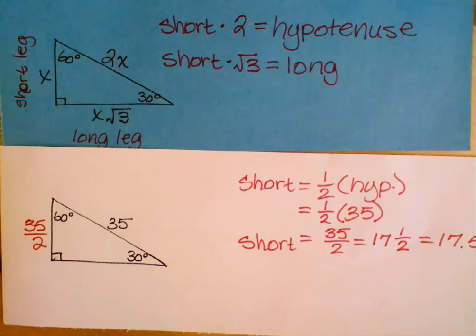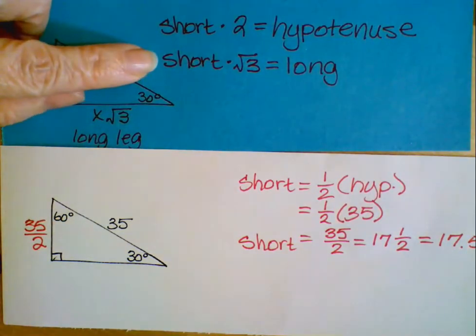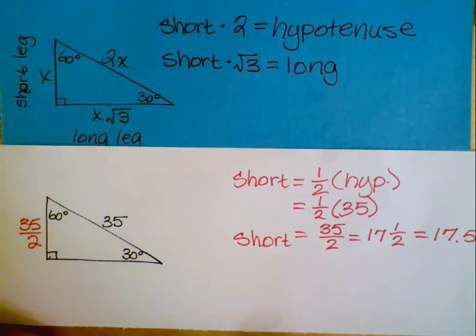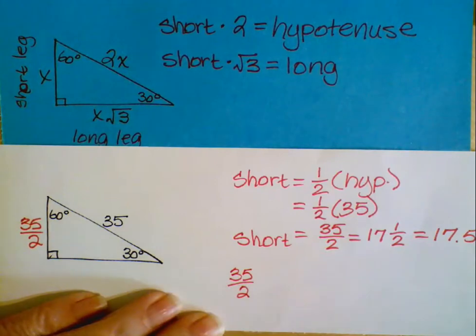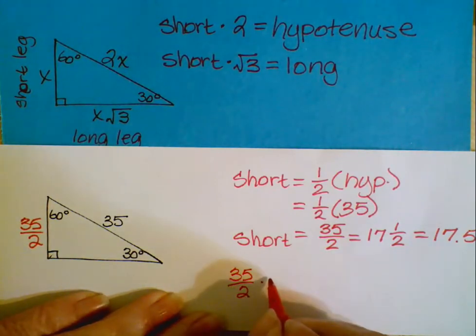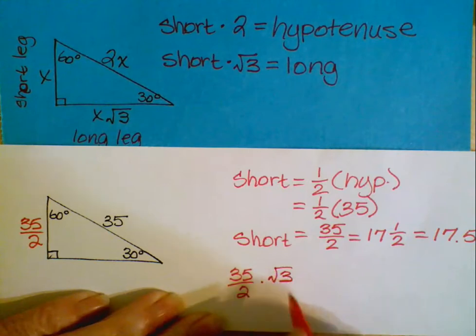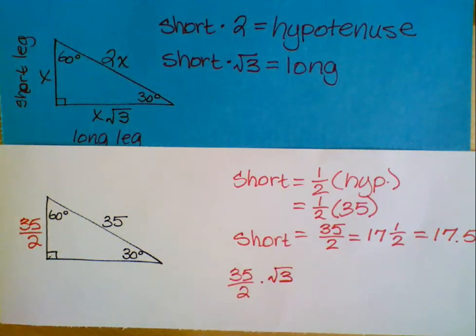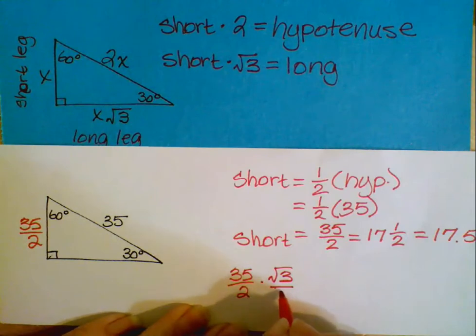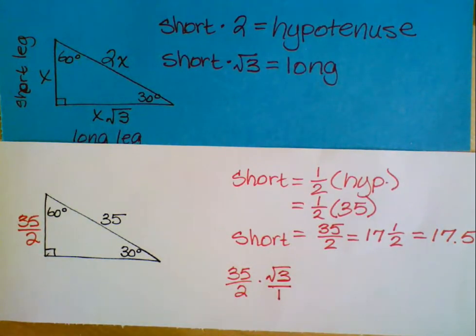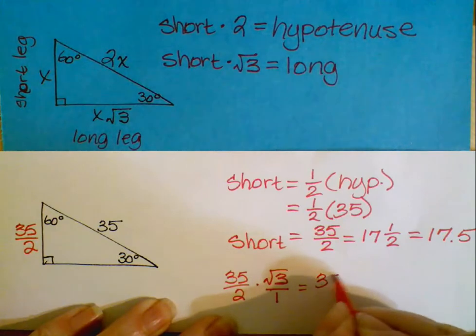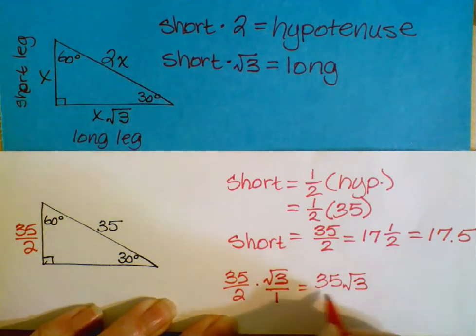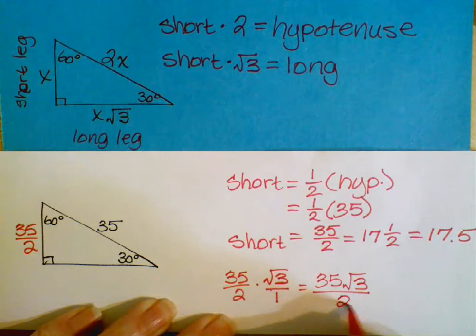Now, we still need to find the length of that longer leg, and to do that, we're going back to this relationship. So we're taking this shorter leg, which we said was 35 halves, or 17.5 if you want to go that route, and we're going to multiply it by the square root of 3. Keep in mind that I'm envisioning, although I don't see it, that square root of 3 is the same as square root of 3 over 1. So if you need to see it in that form, you can. So that now when we multiply, we can see that 35 times the square root of 3 becomes 35 root 3. And in our denominators, we get simply a product of 2.